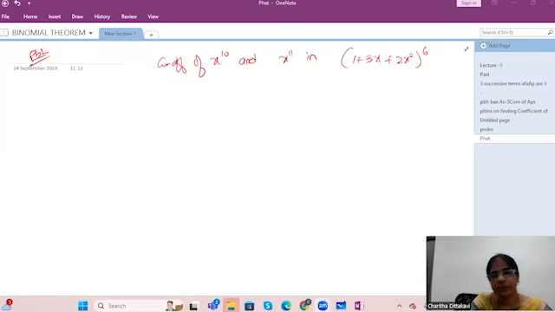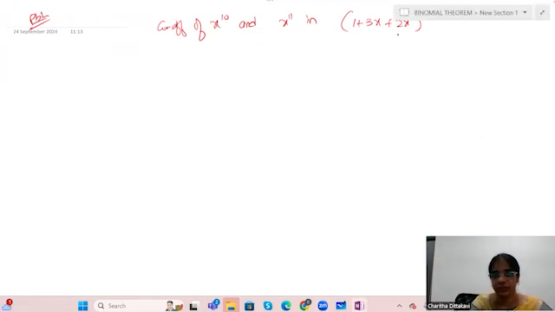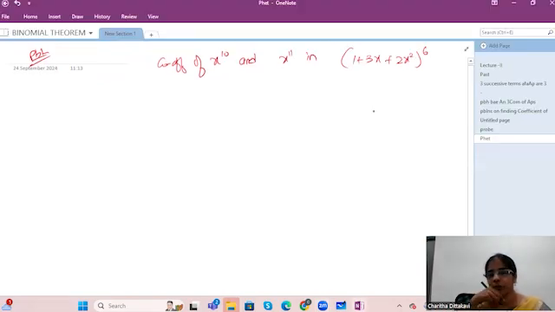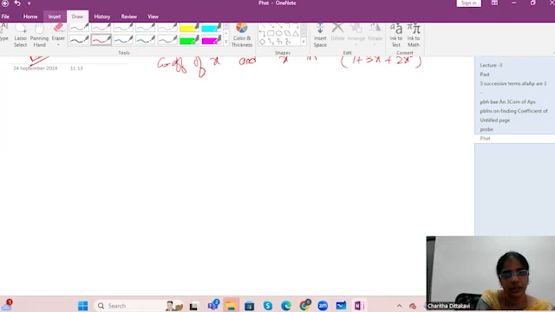Yes, now the question is regarding the coefficient of x power 10 and x power 11 in the expansion of (1 plus 3x plus 2x square) whole to the power 6. Now this is our question. So can we be able to factorize this? If at all we are able to factorize that, we will try them. So unfortunately, this question will not be factorized, right? So what is my next option for that?